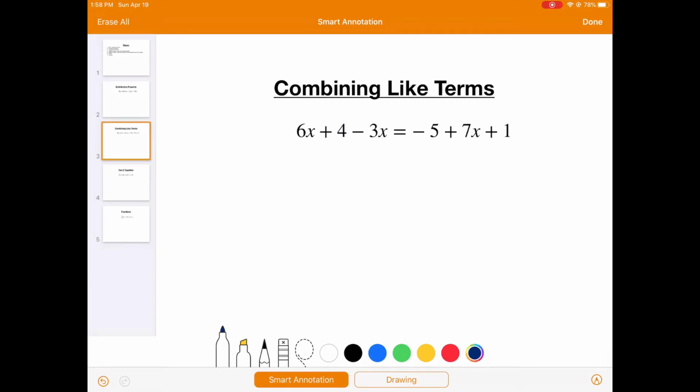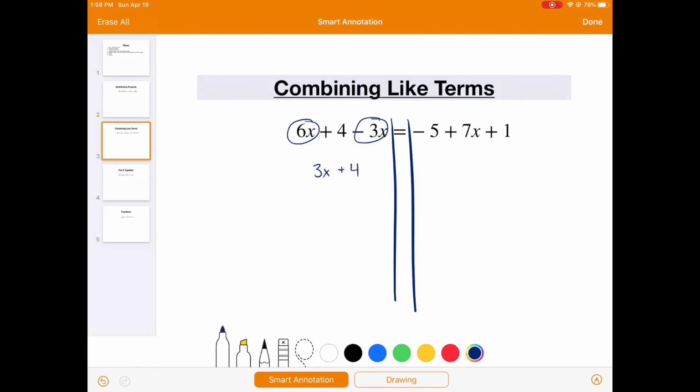In our next problem, we're going to combine like terms. Remember, when you combine like terms, you can only combine them if they are on the same side of the equal sign. So on my left, I have 6x and -3x. I can put those together. 6 minus 3 is 3. And then positive 4 just drops down. There's nothing to combine it with.